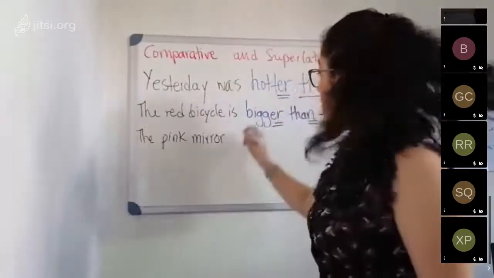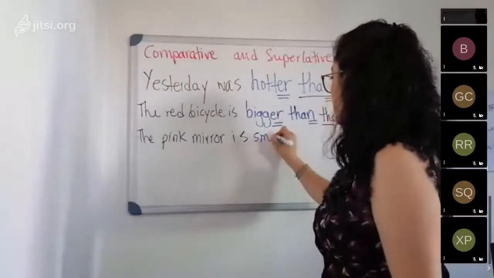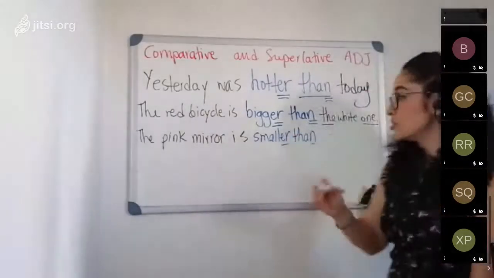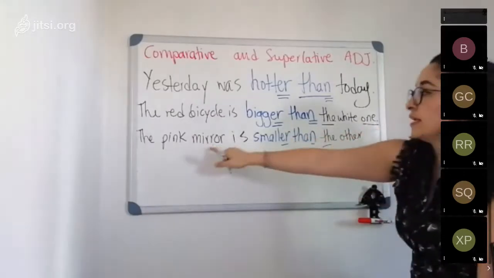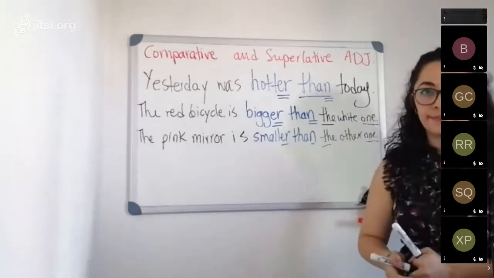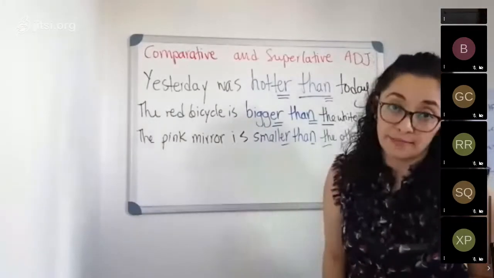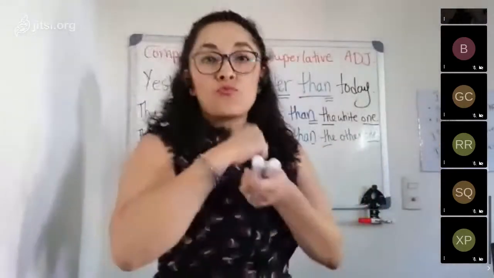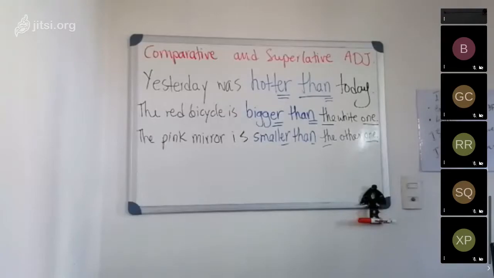The pink mirror is smaller than the other mirror. Pay attention: the pink mirror is smaller than the other one. So I have more examples, but I would like you to write down your sentences to compare.